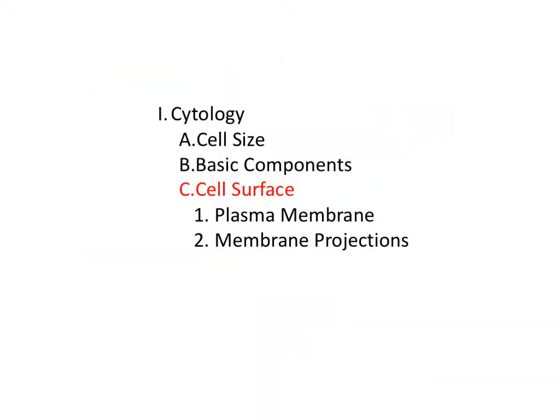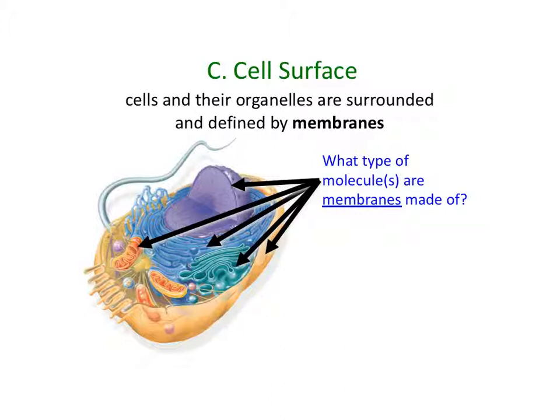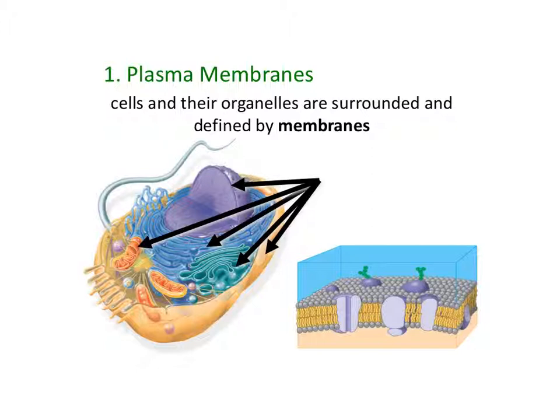Okay, so the first part of the cell that I wanted to talk about is the cell surface, because this is the part of the cell that interacts with the environment. As a way of review, from the last lecture, what type of molecules are the membranes of cells made of? If you remember, these are lipids, and the specific type of lipid is a phospholipid, which you can see zoomed in down here.